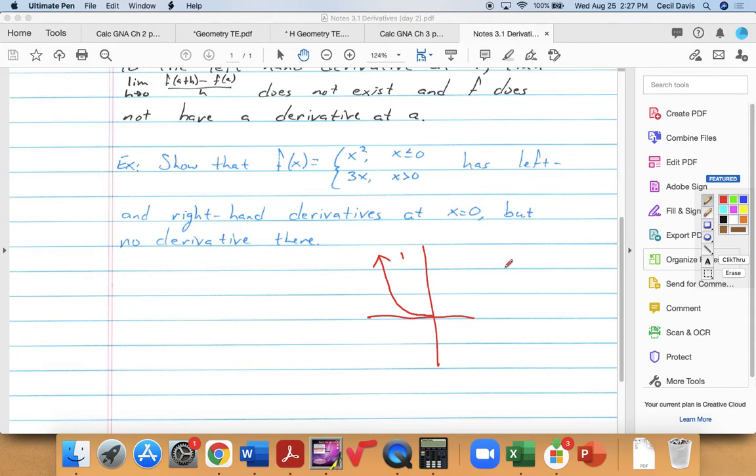But in the meantime, if I draw the rest of it in, this looks something like this. What some books will call that is a sharp corner. It's not very technical. But when you have that, you don't have a derivative at that point.